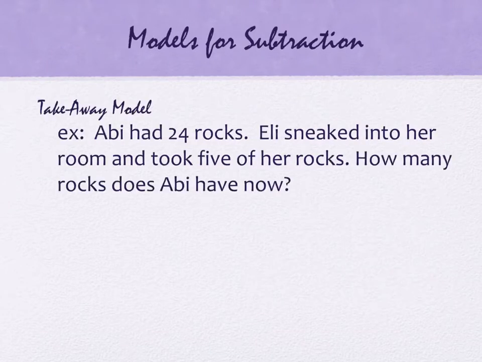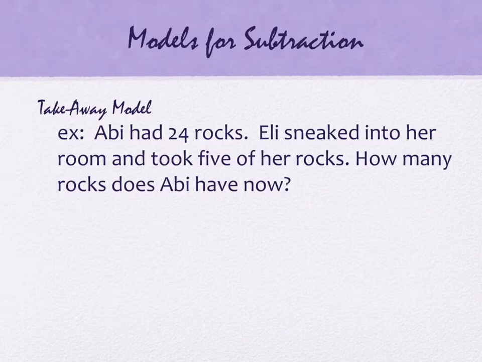So I'd like to take a look with you at 3 different models for subtraction. The first one is the takeaway model. Not all subtraction is takeaway, but some of it is. And this is an example of a takeaway problem that uses subtraction. Abby had 24 rocks. Eli sneaked into her room and took 5 of her rocks. How many rocks does Abby have now?